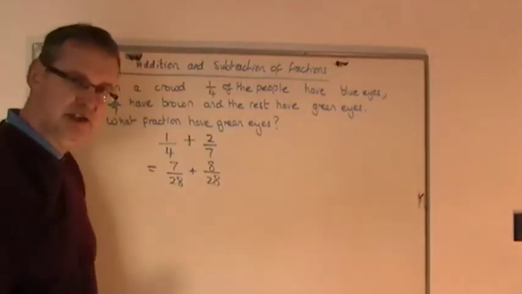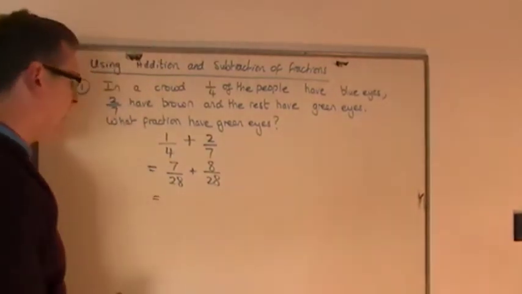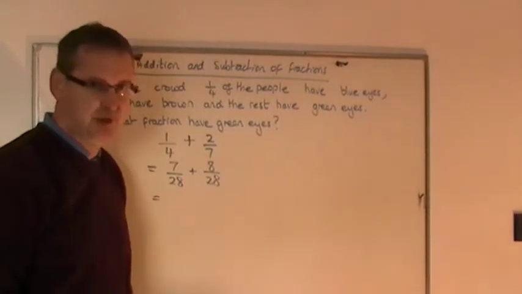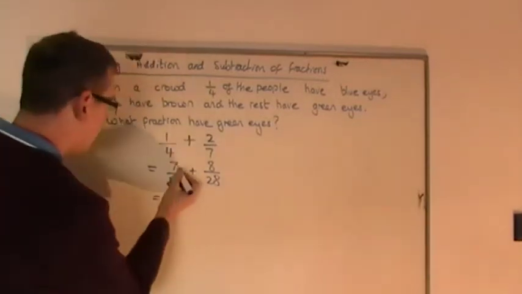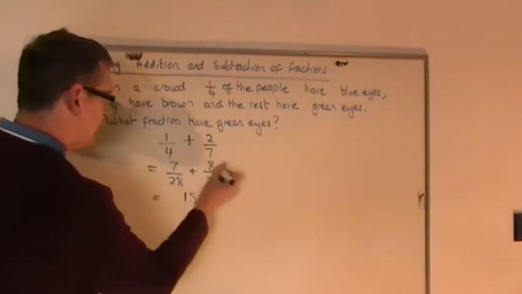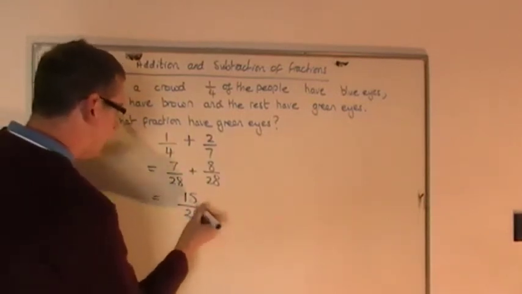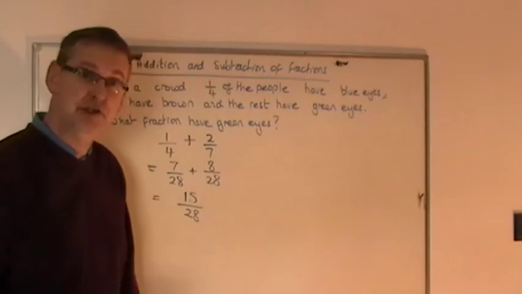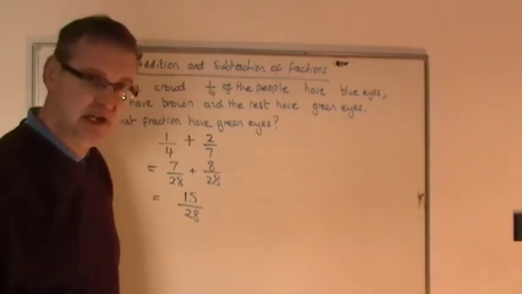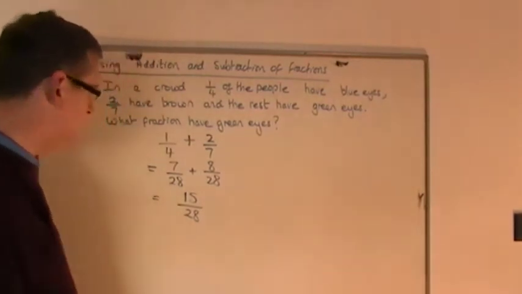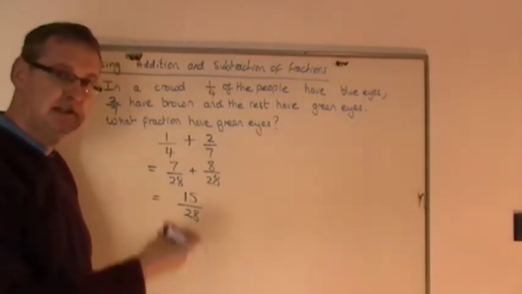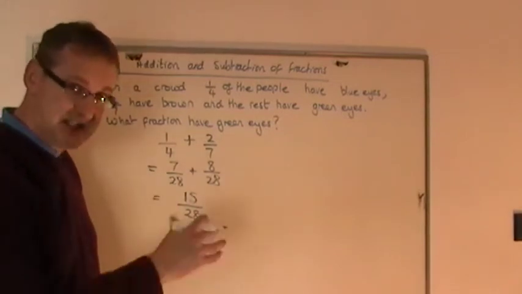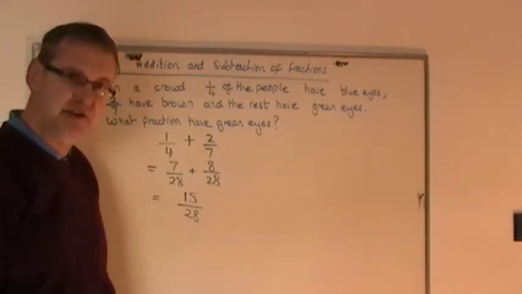Now that they're both over 28, they are very straightforward to add together. It's like saying 7 cats plus 8 cats, you'd say 15 cats. So 7 28ths plus 8 28ths are 15 28ths. So you do add the two top numbers together, 7 plus 8 is 15, but the answer is 15 28ths. The same bottom line exists. You don't add 28 and 28. So the answer is 15 28ths. So the fraction of the crowd that has blue eyes or brown eyes added together is 15 28ths.